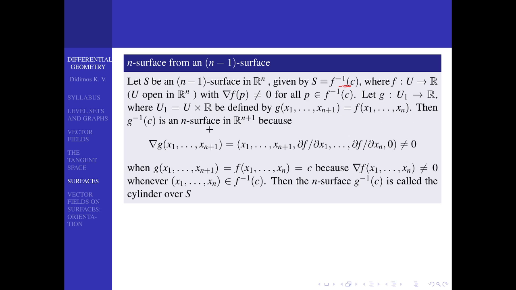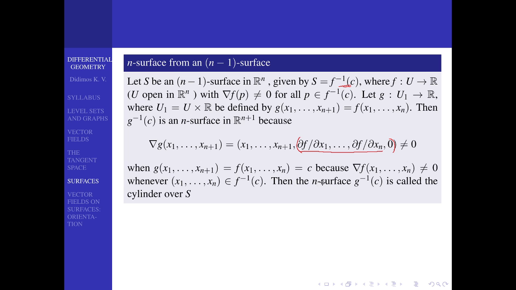Then g inverse of c is an n surface. We can say that this is generated from an n minus 1 surface. We can easily prove that del g of x1, x2, etc., xn plus 1 is this quantity, and it can never be a zero vector, because f defines a surface in Rn. So these never vanish simultaneously, so this is a non-zero vector. Consequently, del g of this quantity is always non-zero. Hence, this defines a surface in Rn plus 1.